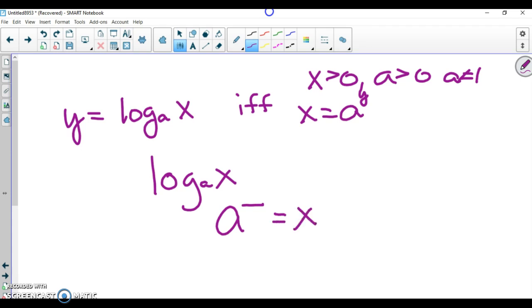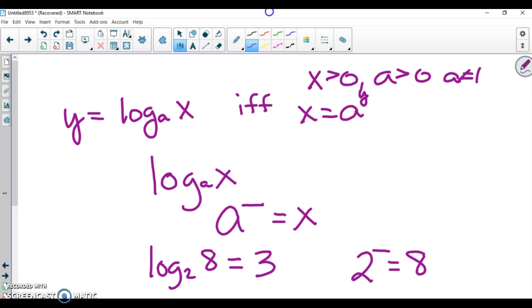So let's look at an example. For instance, log base 2 of 8. What we're asking here is, 2 raised to what power is 8? Our solution would be 3. 2 to the third power is 8. So that's how we look at a log function: a to what power gives us that x value.